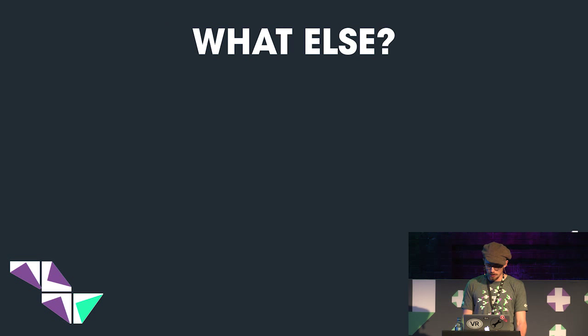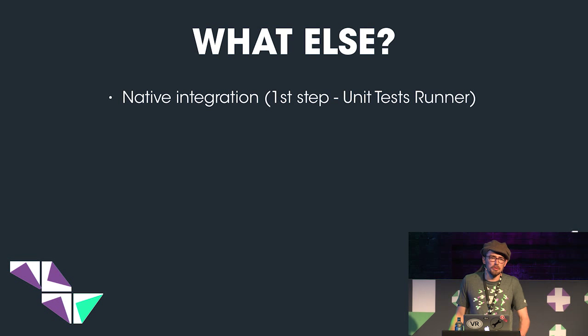So what else is happening out there? We're doing native integration of the tools. As the first step, we are integrating the unit test runner. As you might have noticed, maybe on the roadmap, it should be out in 5.3. We're on a very good path, so we're pretty confident it's going to go out in that version. We hope that by integrating it natively, we will increase awareness of the possibilities of test automation in Unity, which I personally hope will give us more resources to work on the tools, which will make the tools even better.